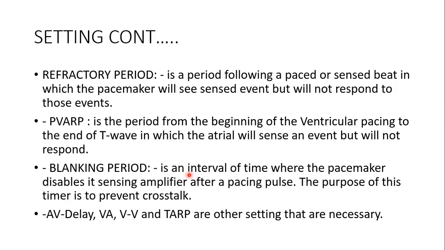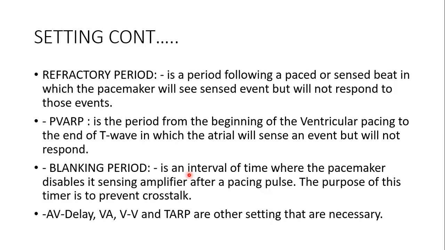Then we have blanking. These are programs or timers that are set for the pacemaker to disable its sensing amplifier after a pacing pulse is sent from either the atrium or the ventricle. The purpose of this is actually to prevent crosstalk, because if the ventricular pulse is also sensed by the atrium, or the atrial pulse is sensed by the ventricle, then there will be pacemaker dysfunction. So in order to prevent this crosstalk, we blank the ventricle when the atrium is pacing, and blank the atrium when the ventricle is pacing.